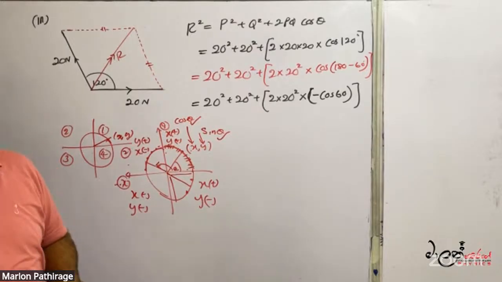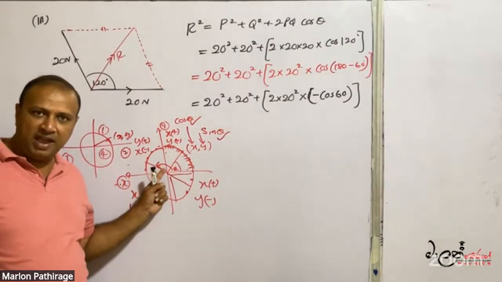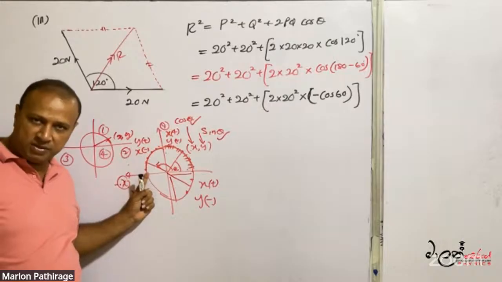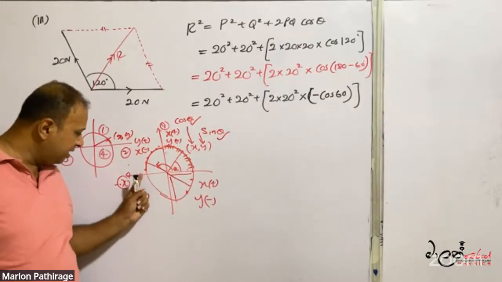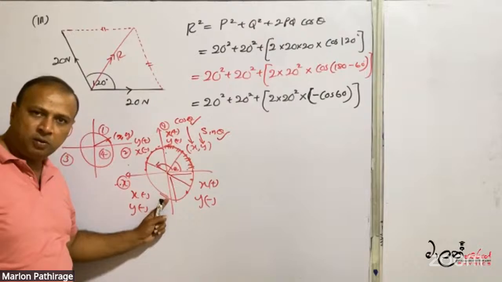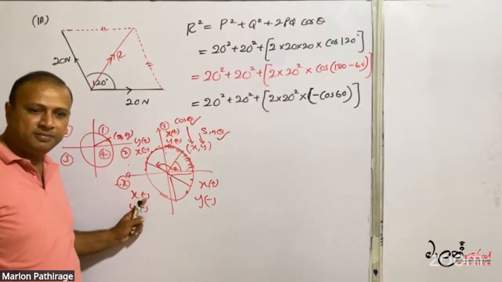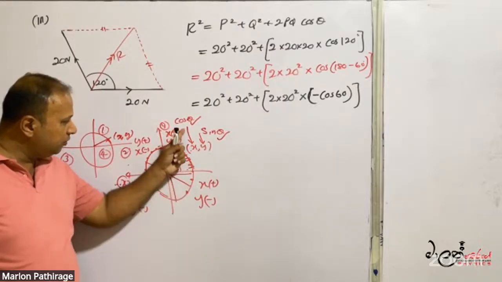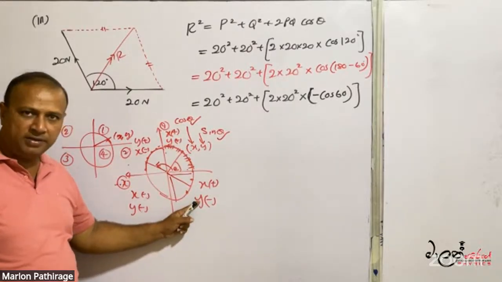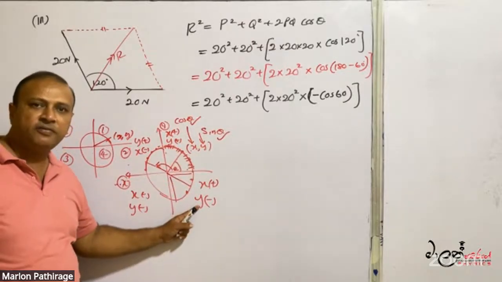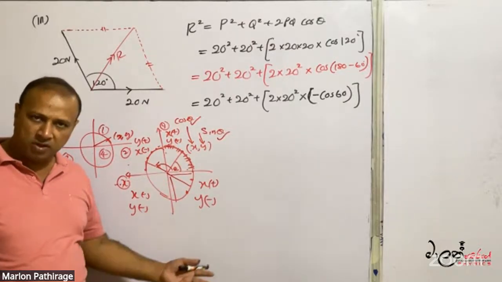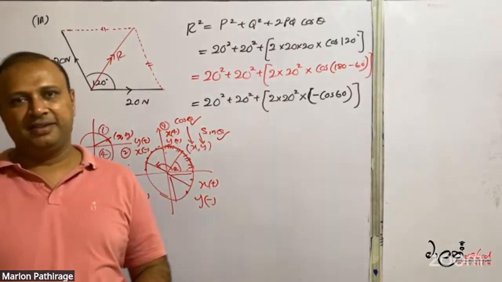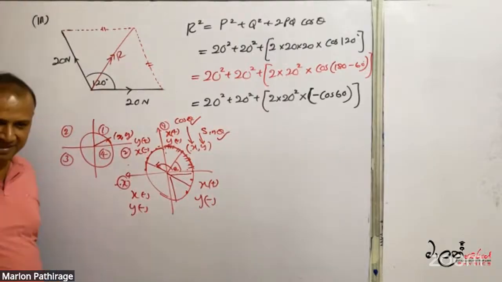Now, if the angle belongs to the second quadrant, then the cos values are negative. If the angle belongs to the third quadrant, cos values are negative, x is negative. But if the angle belongs to the first and fourth quadrant, then cos values are positive. Is that clear?